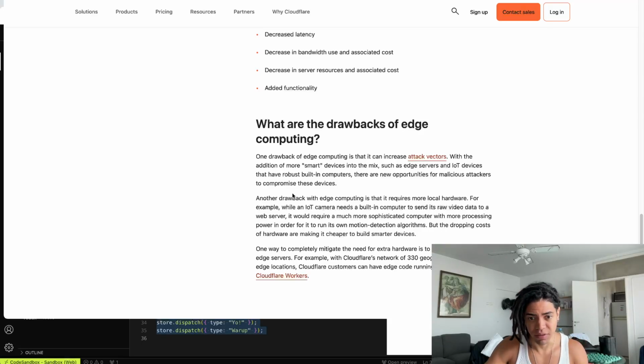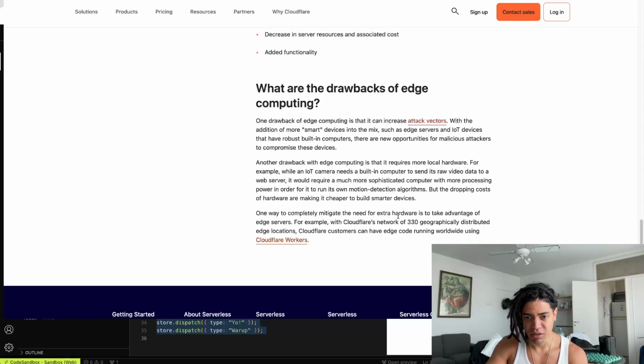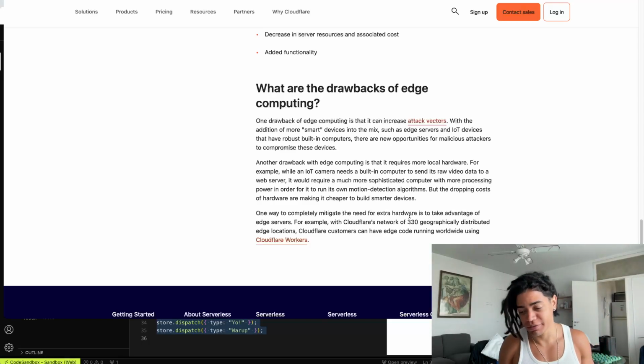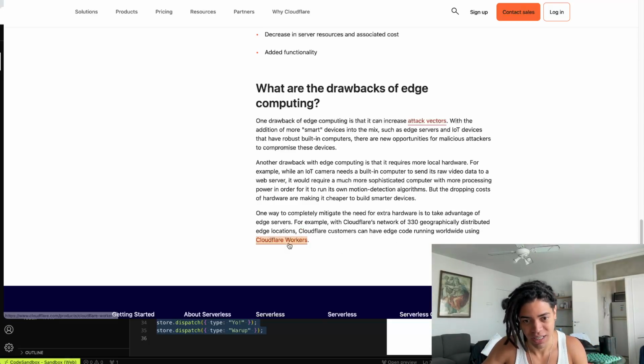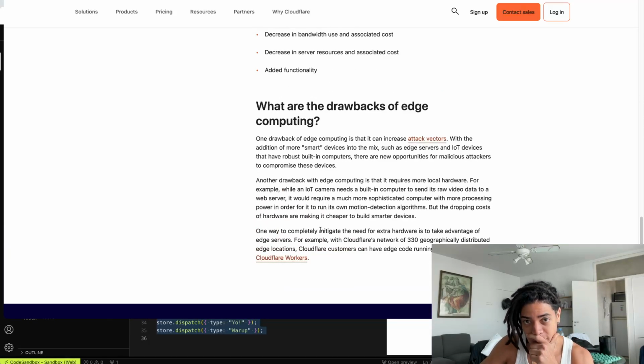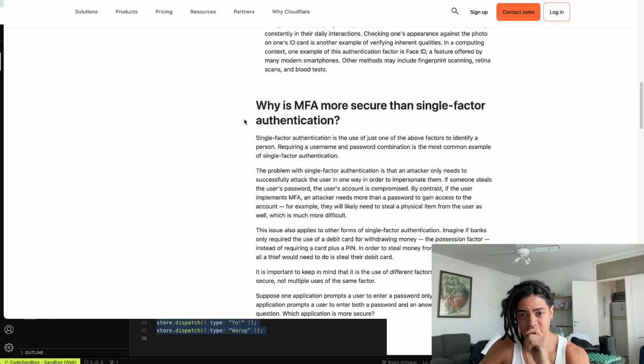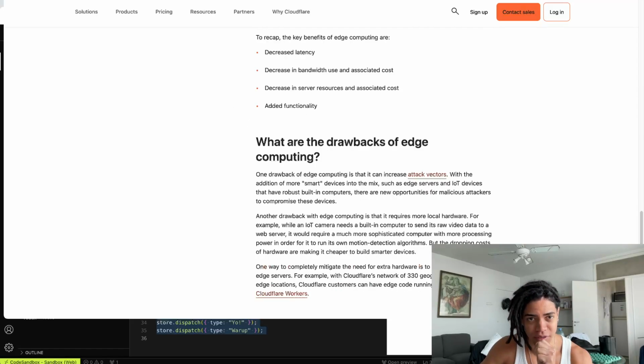to build smarter devices. One way to completely mitigate the need for extra hardware is to take advantage of the edge servers. For example, with the Cloudflare network, you can make use of this for that. Cloudflare customers can have edge code running worldwide using Cloudflare Workers. That's interesting.